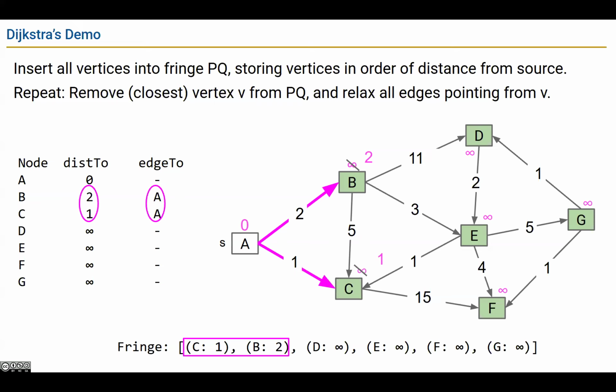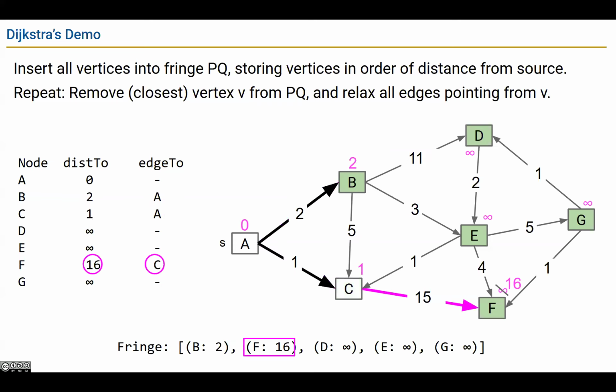What do we look at next? C. What do we find if we do that? A path to an F of distance 15. So what's the total distance to F right now? 16. So now we add this. What do we do next? Go to B, because B is the closest one.